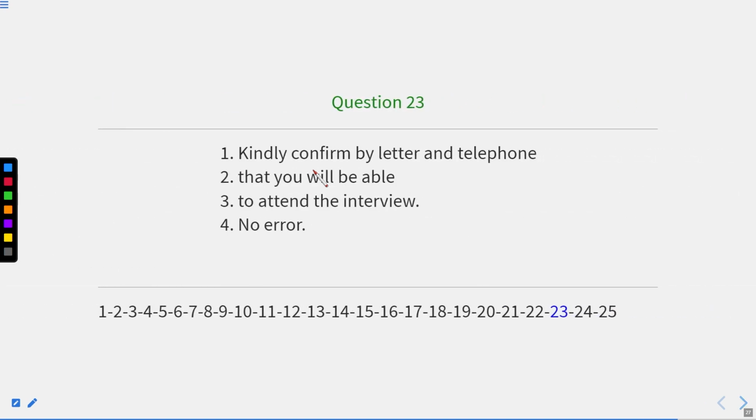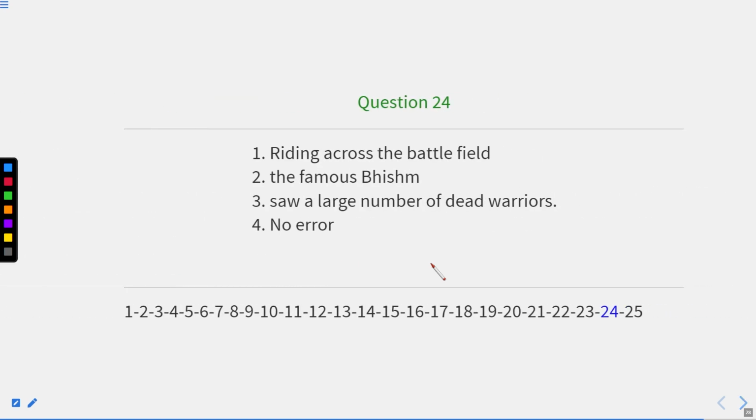Kindly confirm by letter and telephone that you will be able to attend the interview. So kindly confirm by letter and telephone. So it is either of the two. You have two choices, that either confirm it by letter or by telephone. So you can only use one medium to confirm this to us. So the error will be in one part of the sentence, where and should be replaced with or. Now let us move to question number 24.